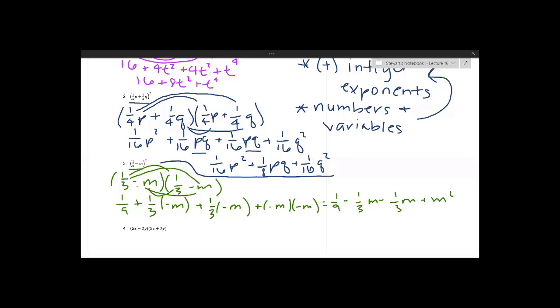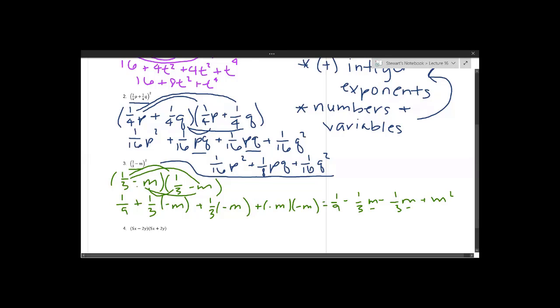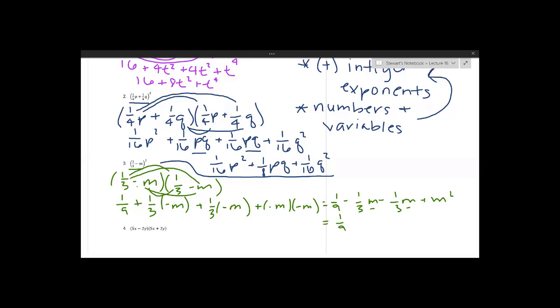The only other thing that we could do to simplify this a little bit is combine the middle terms, because we have an m and an m here. So we can combine them, combine like terms. So we have 1/9 minus 1/3 m minus another 1/3 m. That'd be negative 2/3 m. So we have minus 2/3 m plus m squared. And that would be our final answer. We can't simplify anymore.